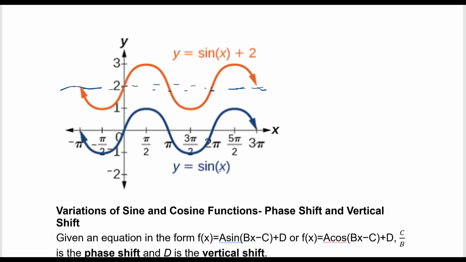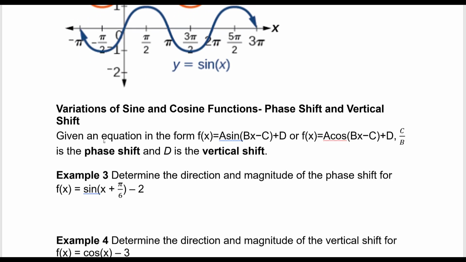So variations in sine and cosine functions, phase shift and vertical shift: given an equation in the form f of x equals a sine of bx minus c plus d, where a is our amplitude, b affects the period, minus c affects the phase shift, and d affects the vertical shift. Or f of x equals a cosine of bx minus c plus d. So c over b is your phase shift, and d is the vertical shift.